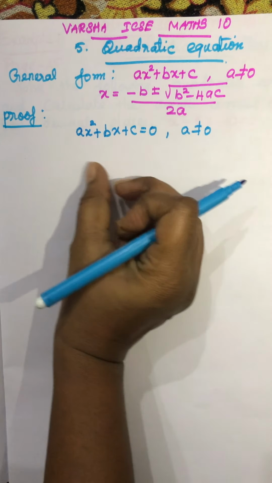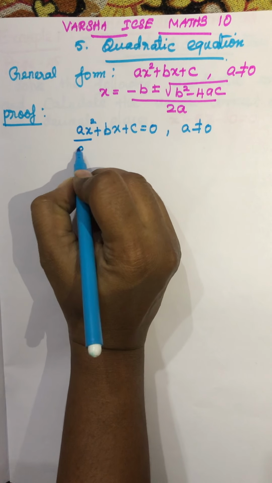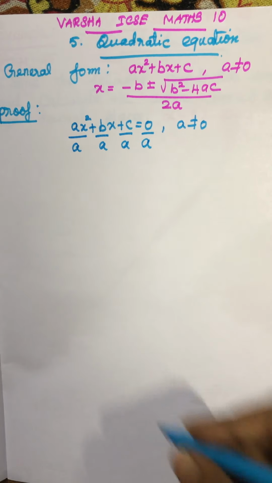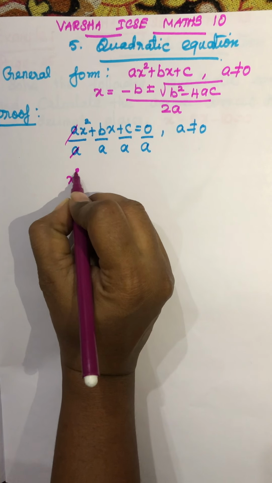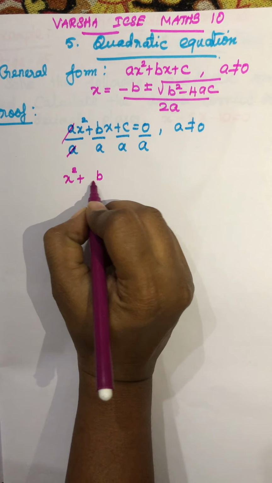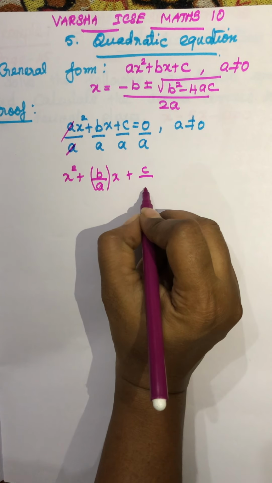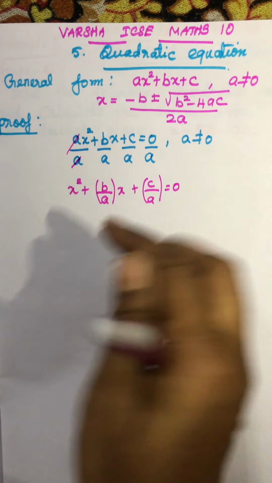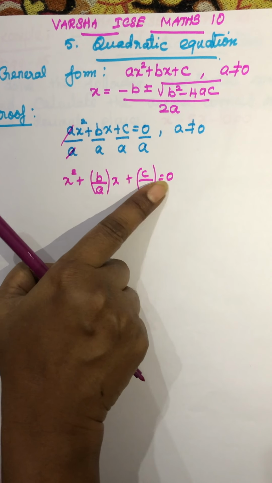Now first you have to eliminate this a. For that you have to divide by a throughout. Why are you dividing by a? Because you have to eliminate it. So a cancels, and this is x square plus b by a x plus c by a equal to 0.